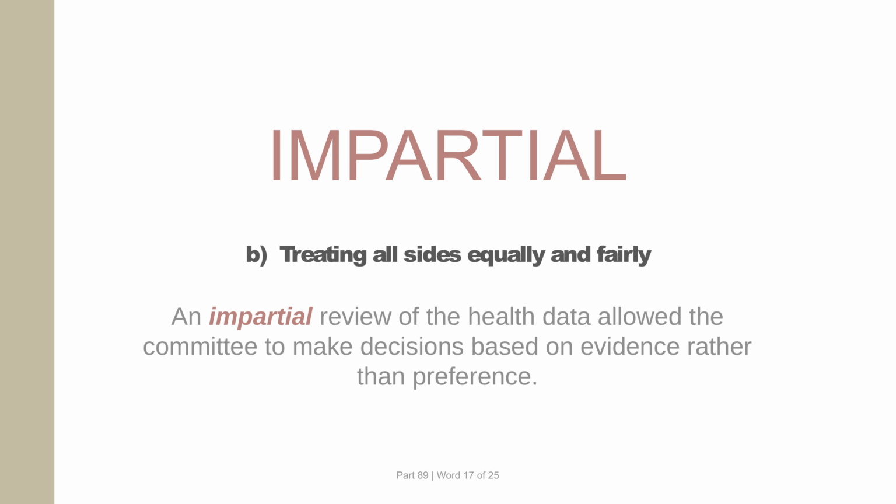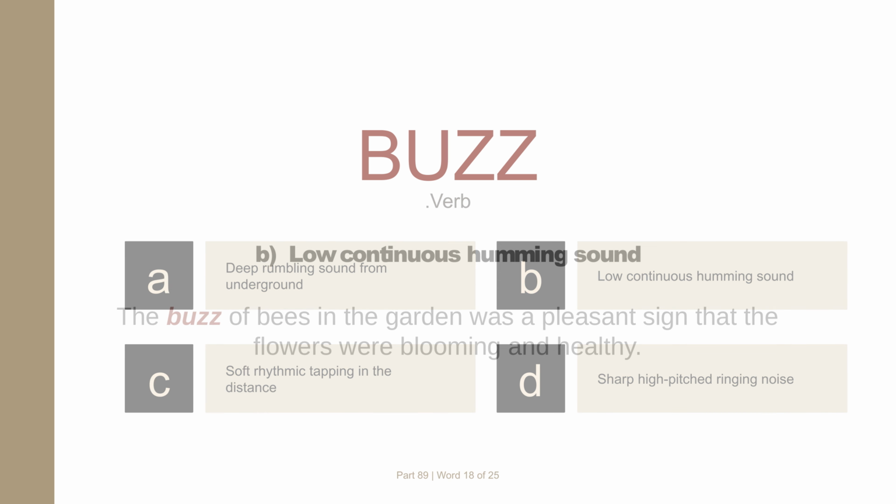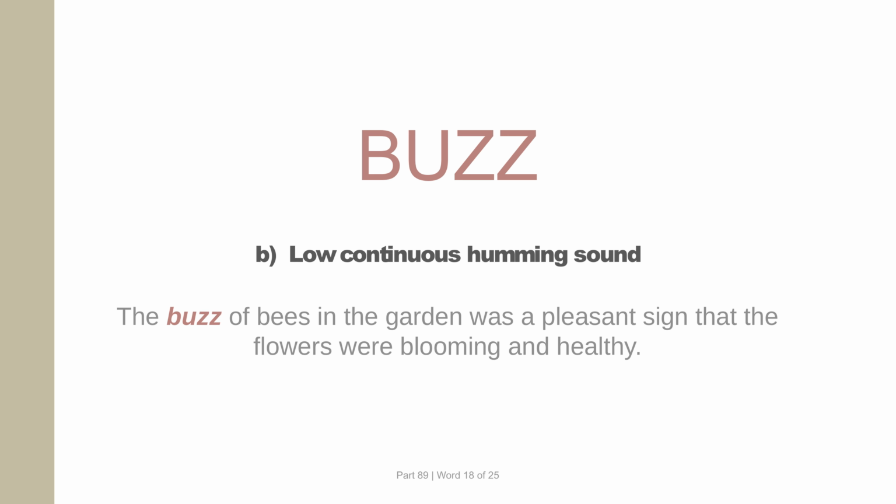Question 18. What is the meaning of buzz? Option A, deep rumbling sound from underground. Option B, low continuous humming sound. Option C, soft rhythmic tapping in the distance. Option D, sharp high-pitched ringing noise. Correct answer, option B. The correct meaning of buzz is low continuous humming sound. Example: the buzz of bees in the garden was a pleasant sign that the flowers were blooming and healthy.